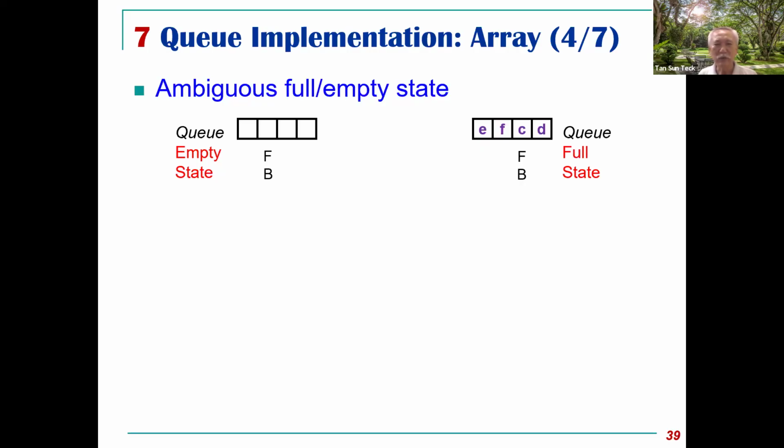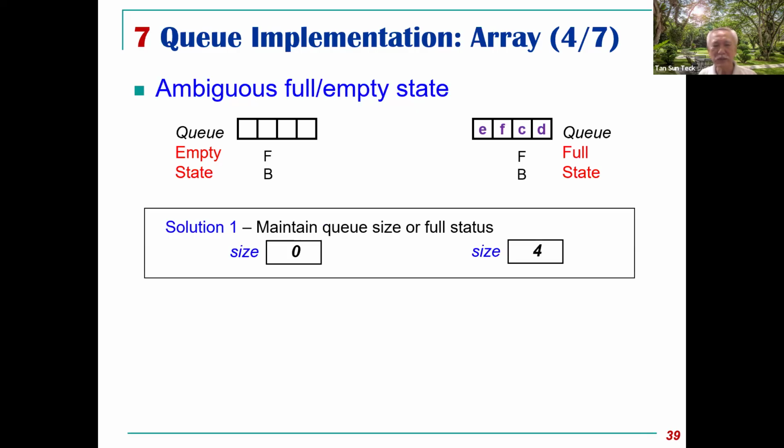So there are two ways to do it. One is you introduce a size. When the size is 0 and the two pointers come together, we know that this is an empty queue. And when the size is equal to 4 and the two of them come together, we know that this is a full queue. Right. So in this case, we have to add one more variable. But we know that in a queue, there is actually a variable. We can actually make use of this to do it.